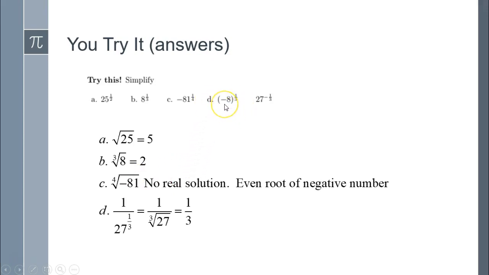Negative 8 to the 1/3, this time it is in parentheses, but it's okay because it's a cube root. I skipped D. So D, the cube root of negative 8, that should be negative 2. And this one here should be E, 27 to the negative 1/3. It looks like I did this one correctly. What a surprise. 1 over 27 to the 1/3, 1 over the cube root of 27 equals 1/3. I apologize for those mistakes. At least I have explained them, though.